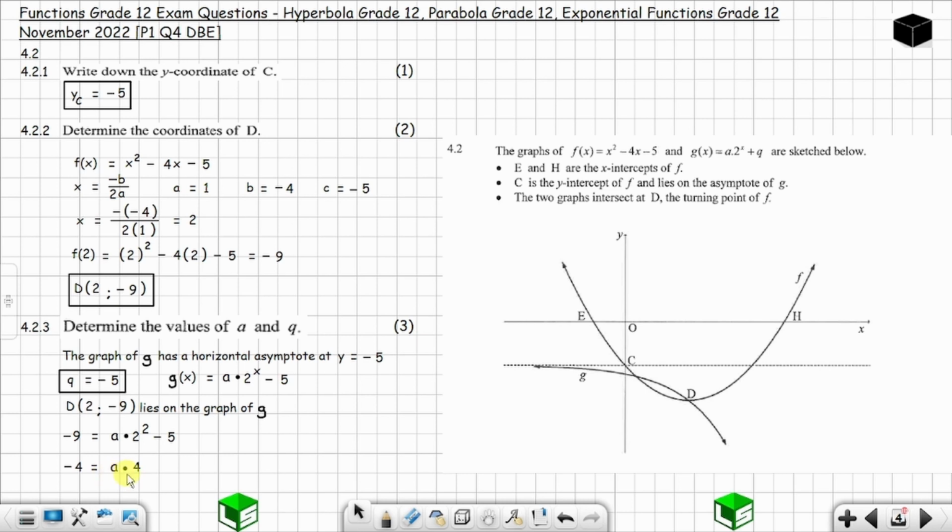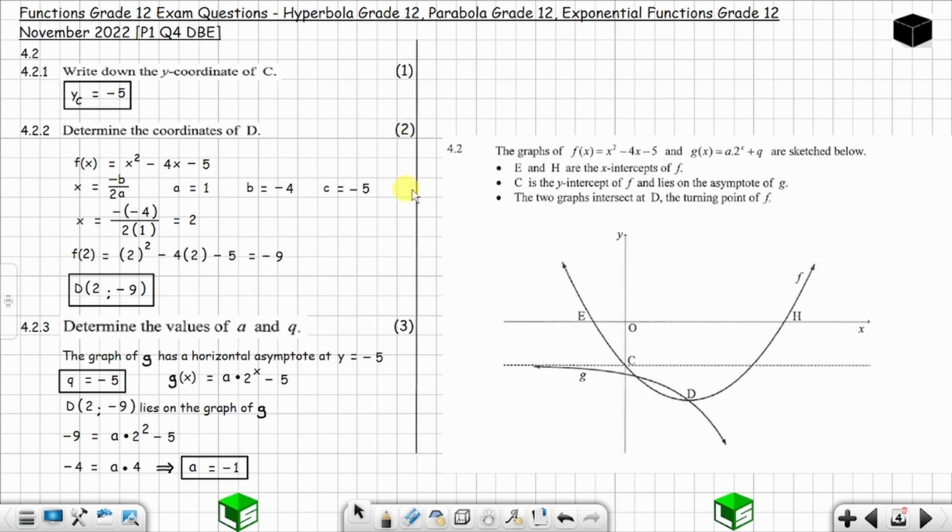To get A, what we have to do is to divide by 4 on both sides. When you divide by 4, you have A is equal to negative 1. So this is the value of A. Okay, we can carry on. Let me draw a line here.